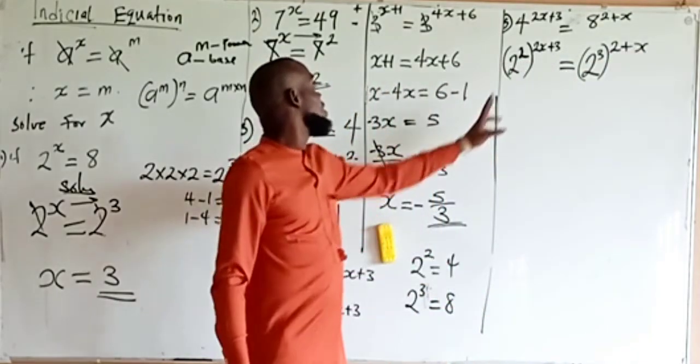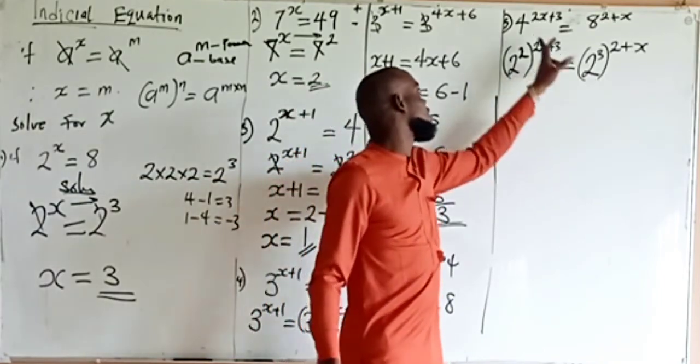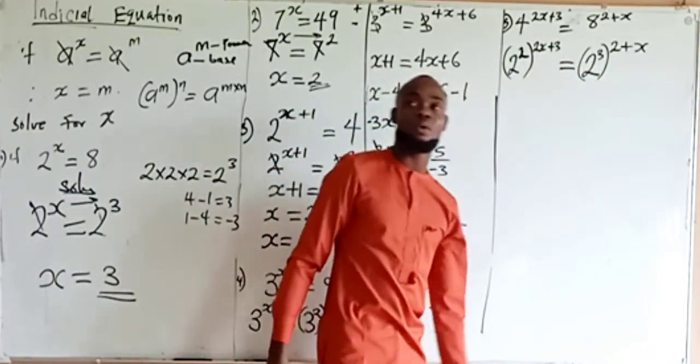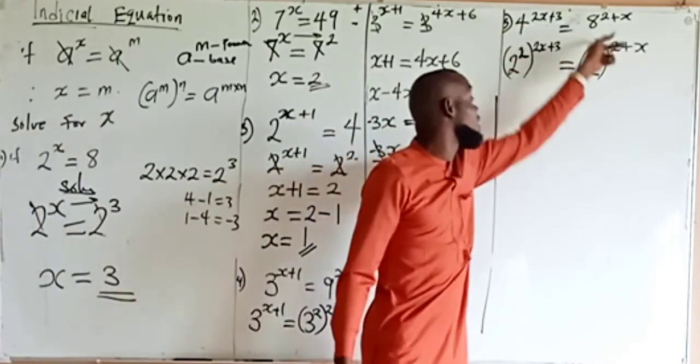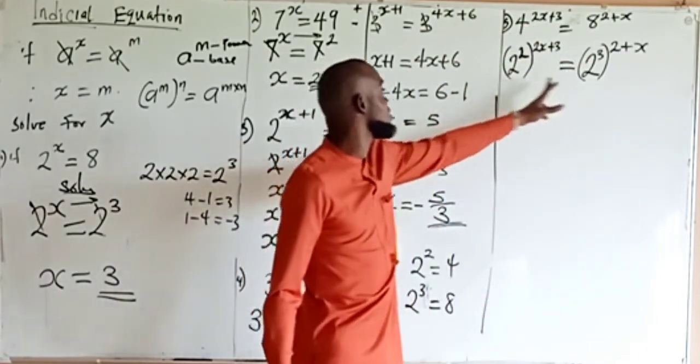I don't know if you know what we're doing. We want to ensure the two bases are the same. You cannot find a single whole number that will give us 8 with 4, so we look for a number that raised to a power will give both 4 and 8, which is 2. So the two bases are still the same thing.